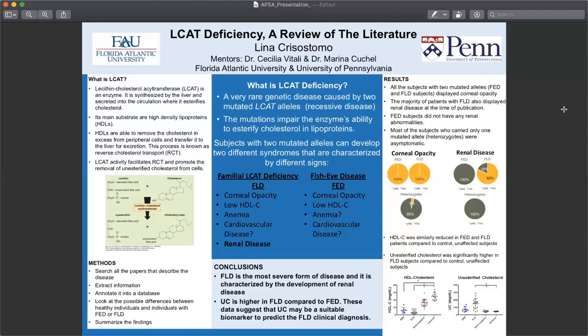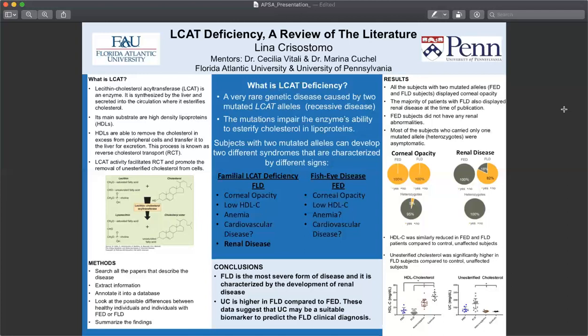and the biggest difference is that this one includes renal disease. It also has low HDL, anemia, and cardiovascular disease. The renal disease is what makes this form of the disease more severe. For both, cardiovascular disease has a question mark because it is controversial.